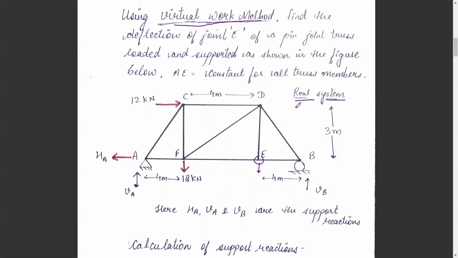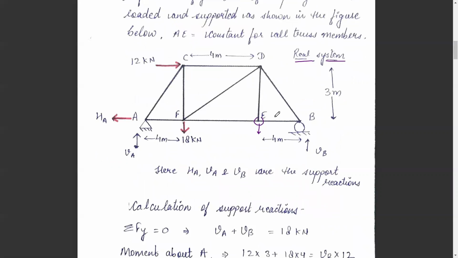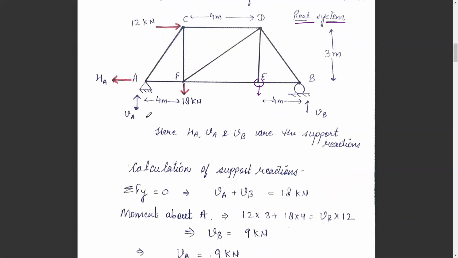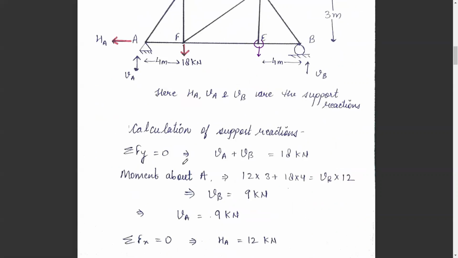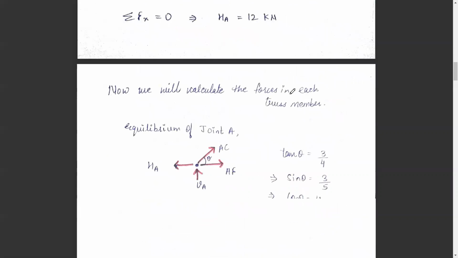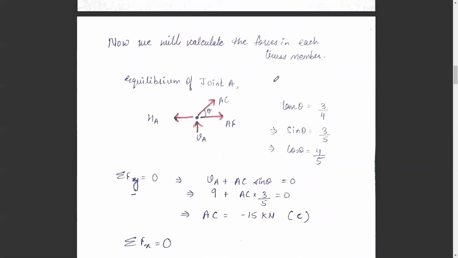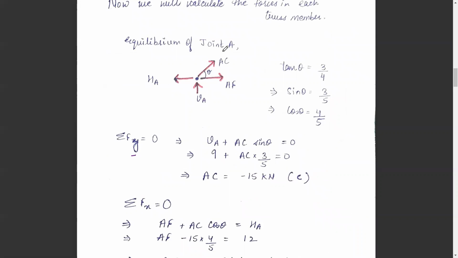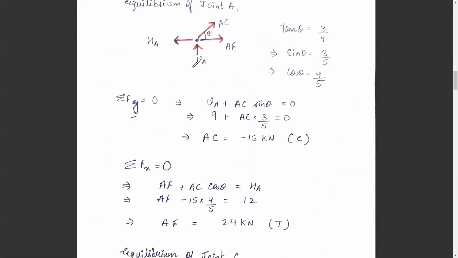First we consider the real system and calculate the support reactions by applying equilibrium conditions in the x and y directions and a moment balance about A. By doing so, we can easily calculate the support reactions at A and B. After that, we will calculate the forces in each of the truss members by applying joint equilibrium at all the joints. First, we have applied joint equilibrium at A, and by applying x and y direction equilibrium, we can calculate the forces in the truss members AC and AF.